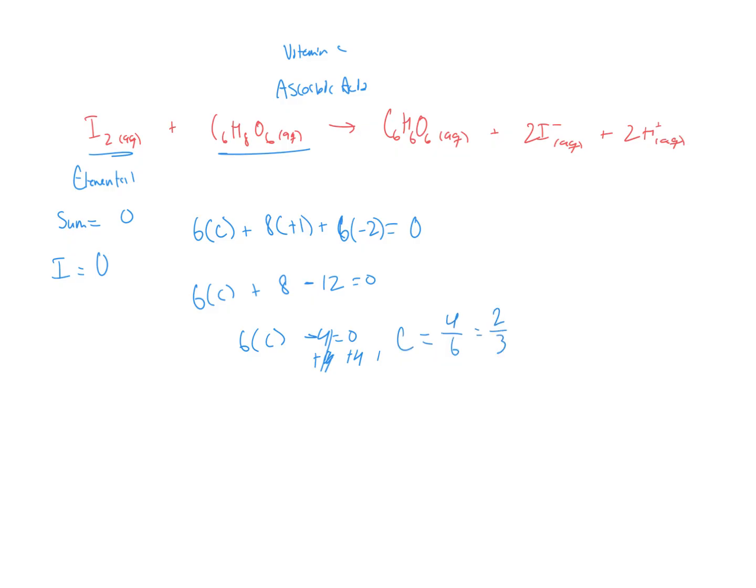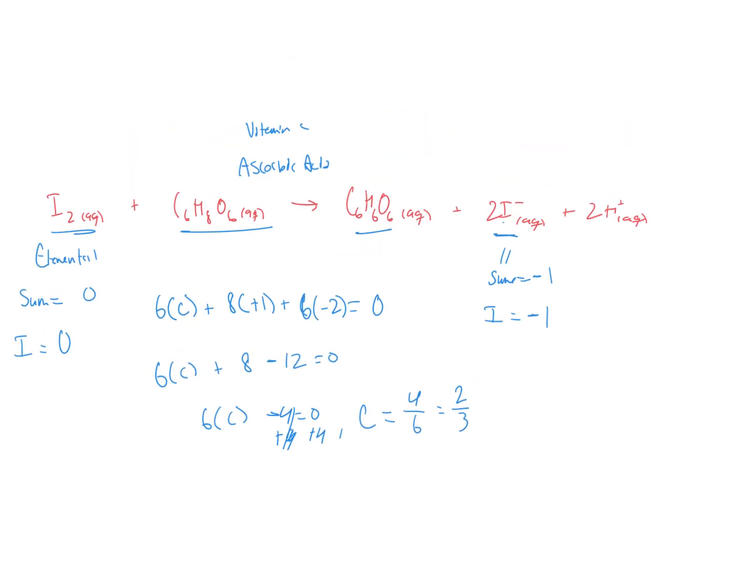Now, typically we won't have fractions as oxidation numbers, but in this case we have 6 carbons, and on average, their oxidation number is 2 over 3. You could figure out the oxidation number of each of them given the structure, but here we're not too worried about that. We can also do that for the products. If we look at 2I-, the sum equals -1, so I's oxidation state should be -1, because we only have one I there.